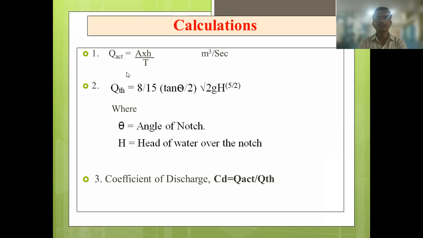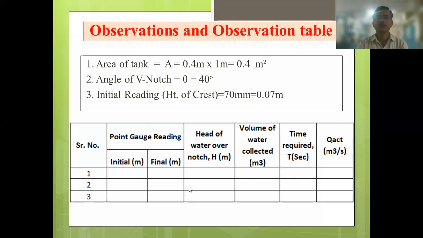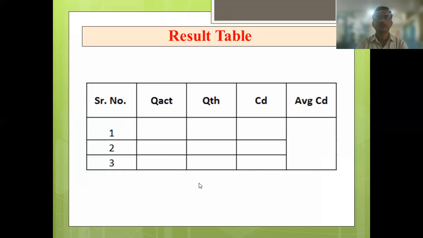And third, calculation of discharge coefficient. CD is equal to Q actual divided by Q theoretical. So only 3 formulas are there. 3 observations are there, and next one, the result table: serial number, Q actual, Q theoretical, CD and average CD.